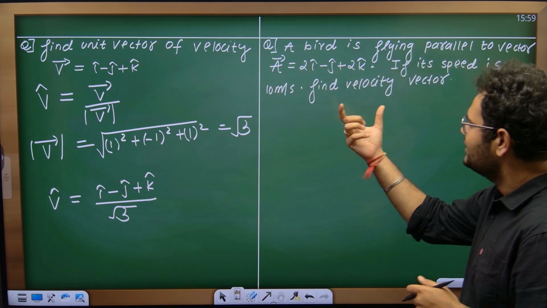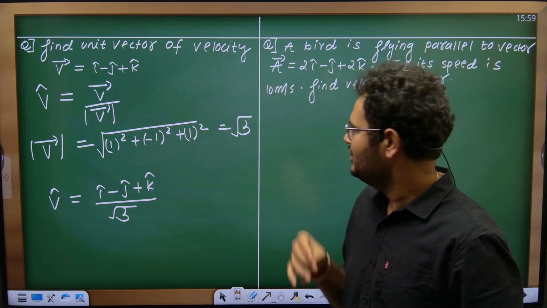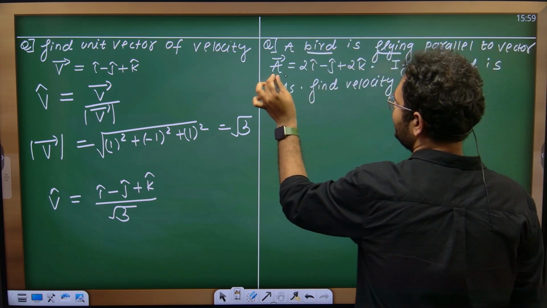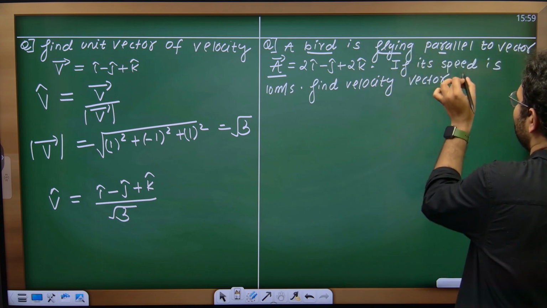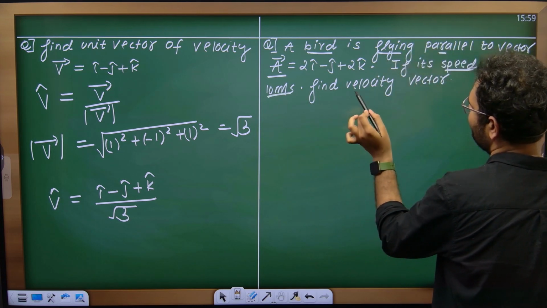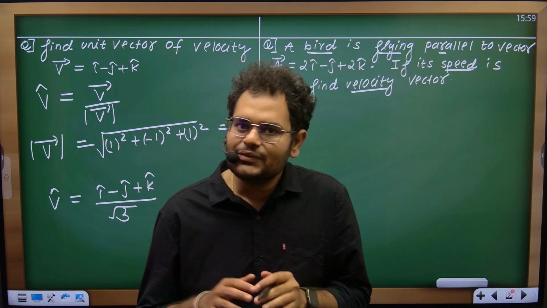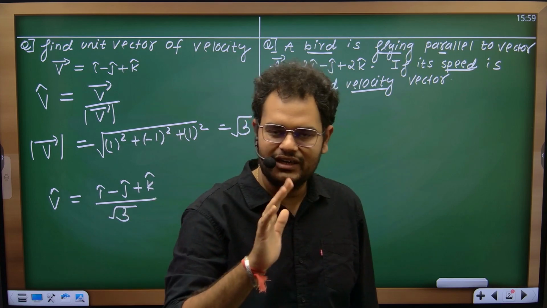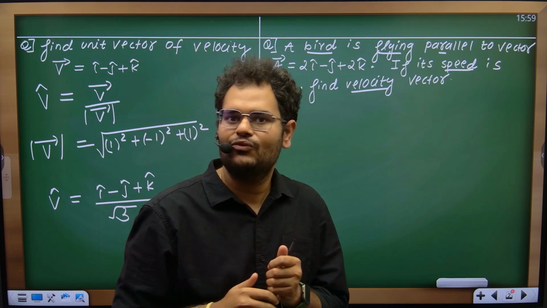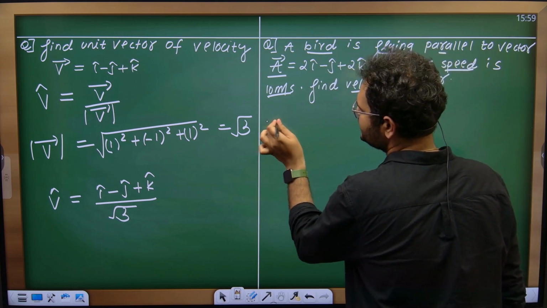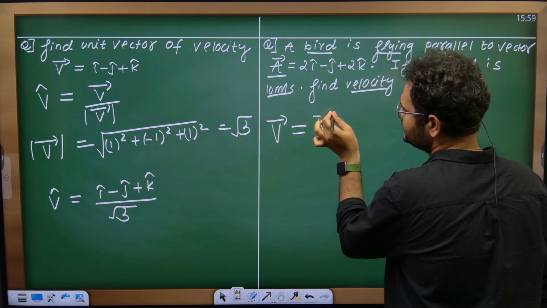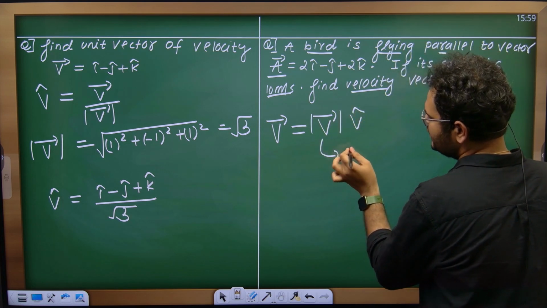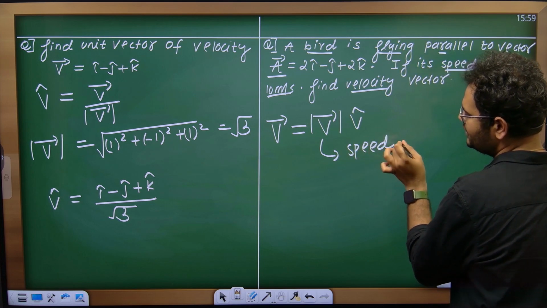Let us solve another interesting question. This question is regarding a bird. What is that bird doing? A bird is flying parallel to a vector A. If its speed is 10 meter per second, the velocity is asked. There is a bird which is flying parallel to a particular vector. Its speed is given to us, and what is asked is the velocity. Do you know how we represent velocity? The velocity vector is nothing but its magnitude times its unit vector, the standard definition. And what is the magnitude of velocity? It is nothing but speed. Is it given to us? Yes, it is given to us.